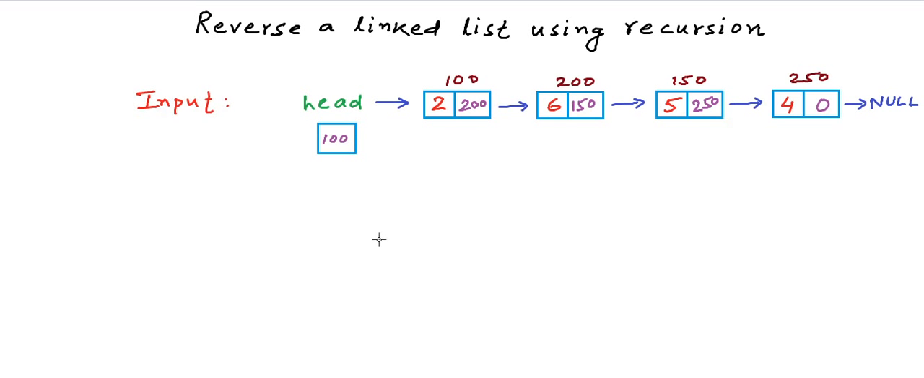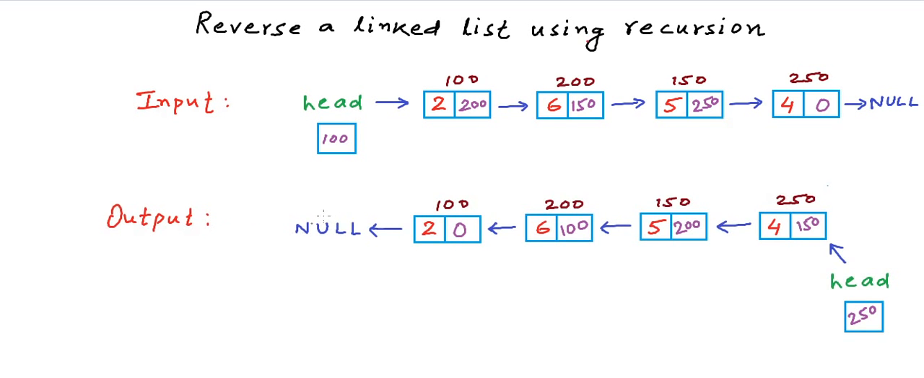So this is our input list, and after reversal our output should be like this. This variable head should store the address of the last node in the original list. The last node in the original list was at address 250, and we will go from 250 to 150, 150 to 200, 200 to 100, and 100 to null. Null is nothing but address 0.